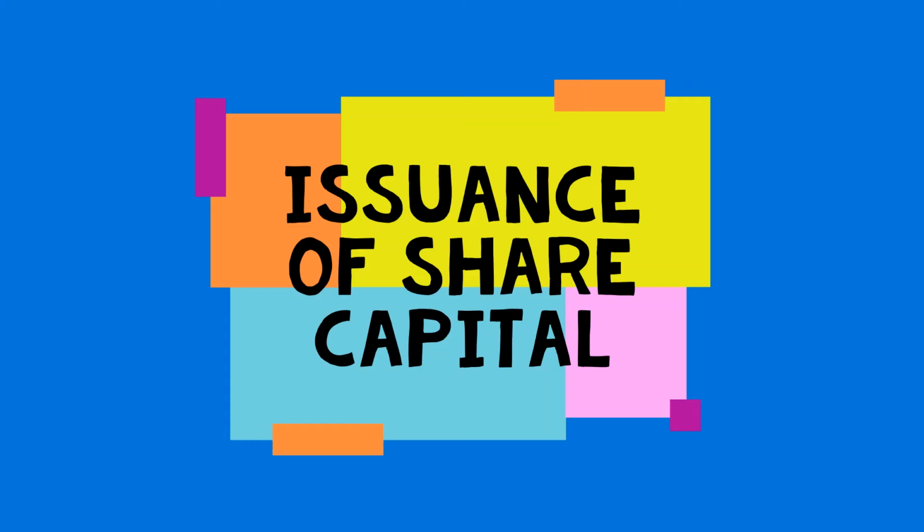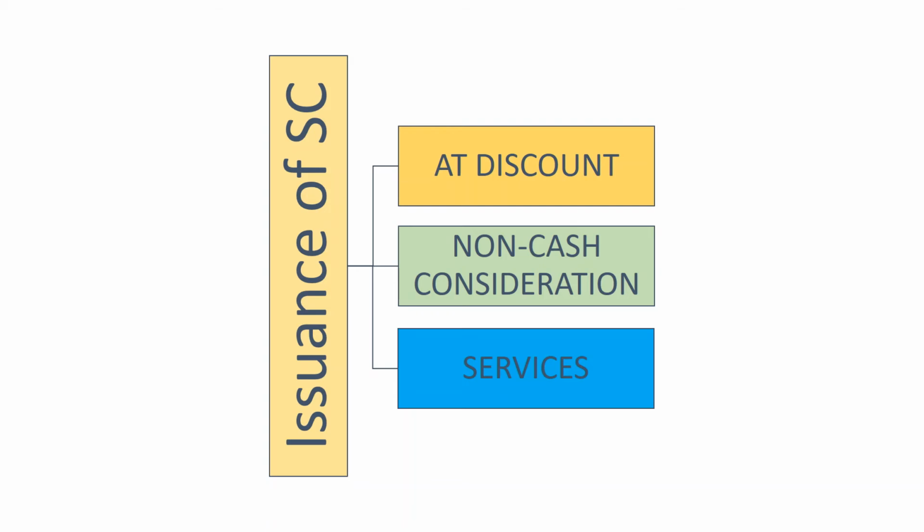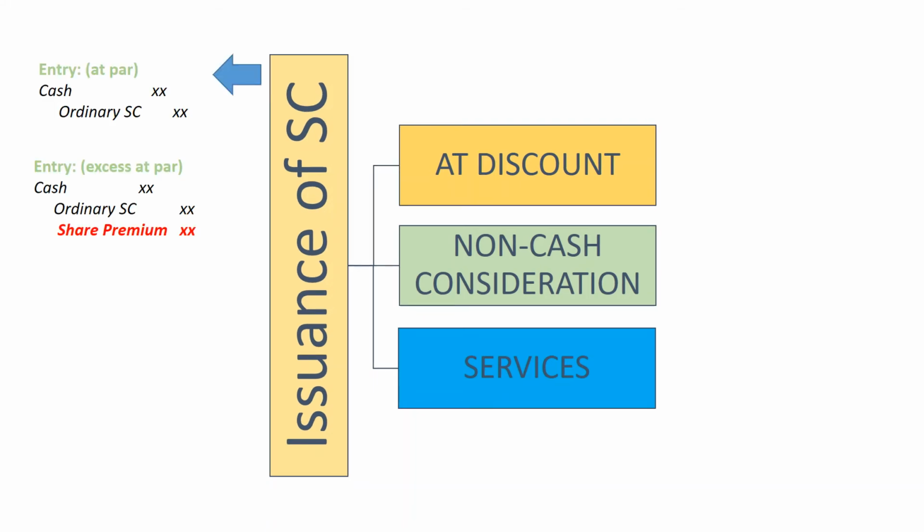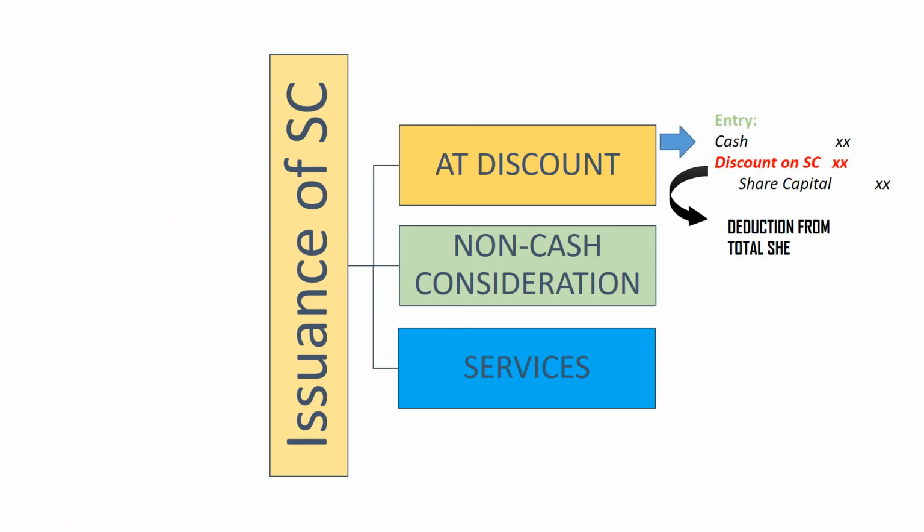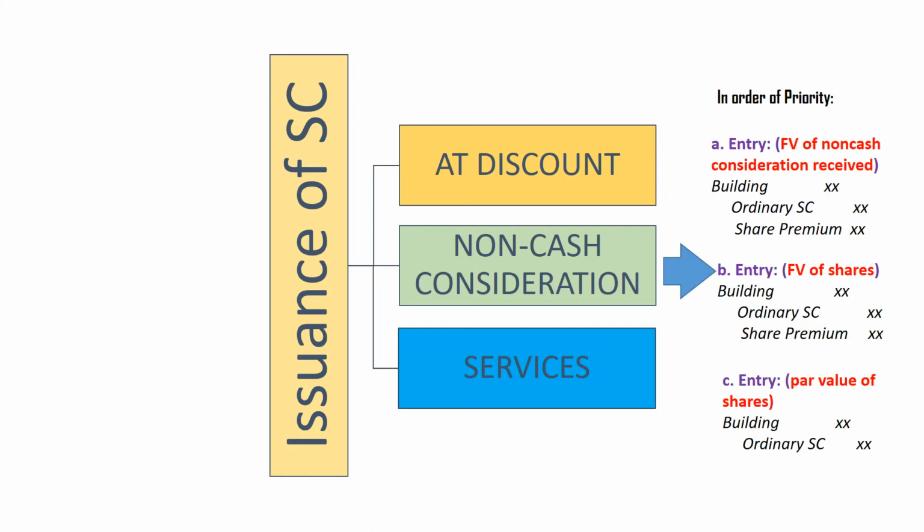Issuance of share capital. Shares can be issued at par, at a premium, at a discount, for non-cash consideration, and in exchange for services. The entry to record the issuance for cash at par: debit cash, credit ordinary share capital. If issued in excess of par, debit cash, credit ordinary share capital, and credit share premium. The entry to record the issuance of share capital at discount, we debit cash, another debit discount on share capital, and credit share capital. Remember that the discount on share capital account is a deduction from the total shareholders' equity.